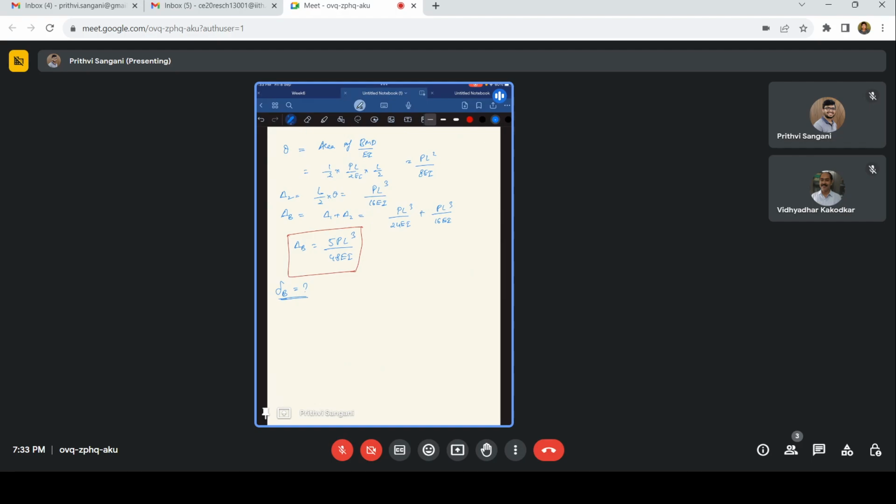Flexibility is nothing but displacement per unit force. If you apply, that is what we are doing here. You are applying VB and finding out delta B and theta B. You are applying MB.